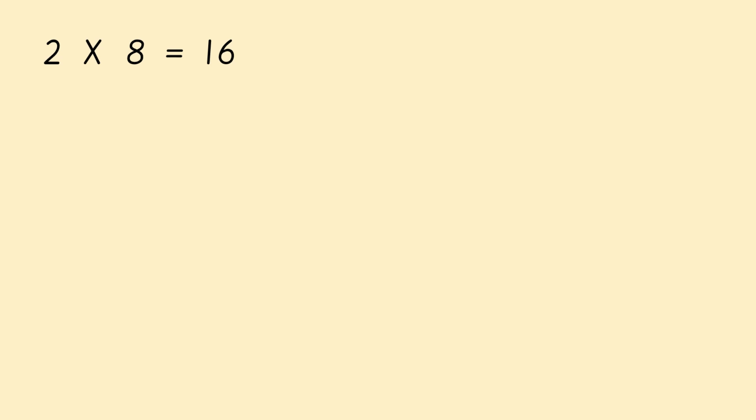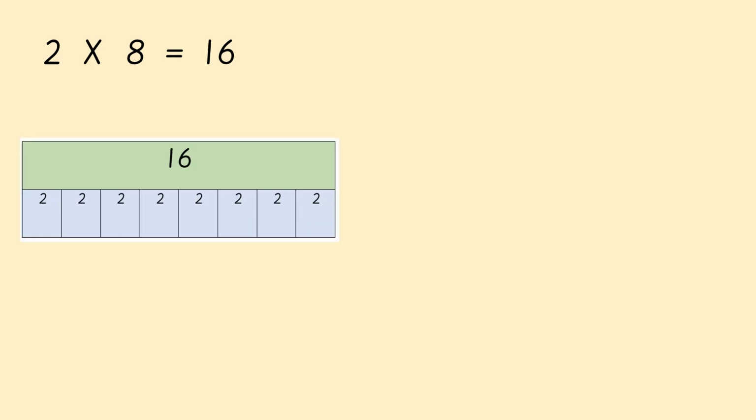Our multiplicand here is 2, and we're going to have that 2 8 times. As a representation, it looks like this. Our multiplicand 2, and we have that 8 times. 1, 2, 3, 4, 5, 6, 7, 8. We have clearly shown we've got our multiplicand 2 and that we have multiplied it 8 times.